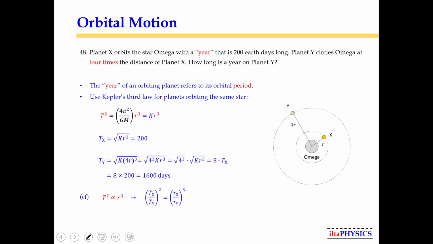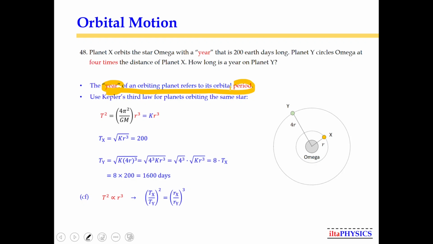Problem number 48 is about the periods of planet X and planet Y, which are orbiting a planet named Omega. It says that 1 year for planet X is 200 days, and planet Y is located 4 times farther away than planet X. Here, 1 year for a planet refers to its orbital period.